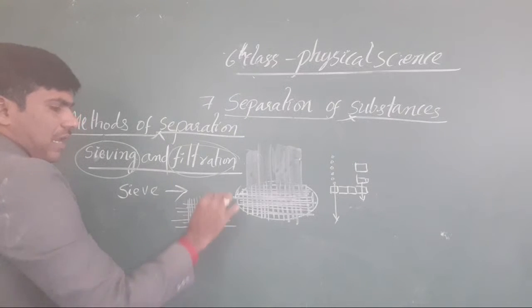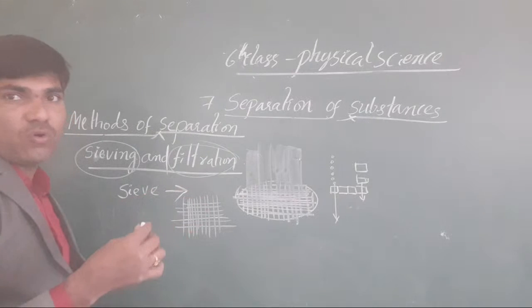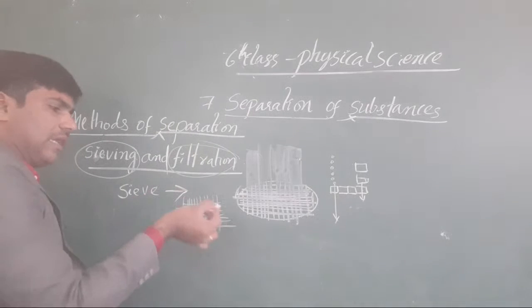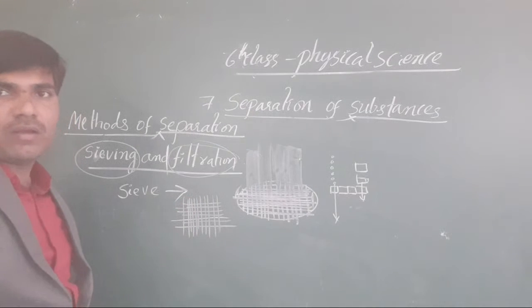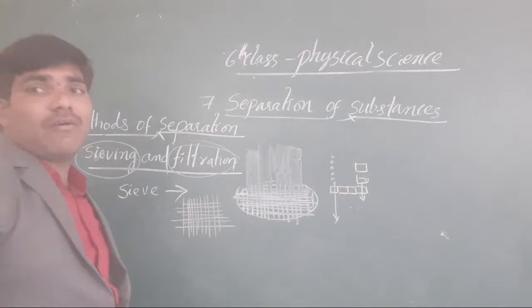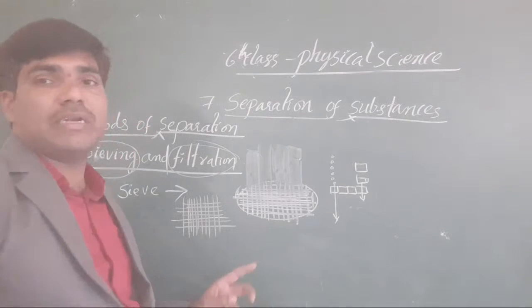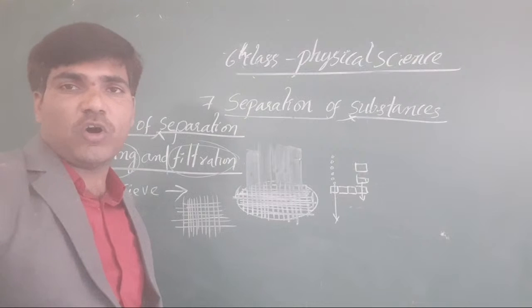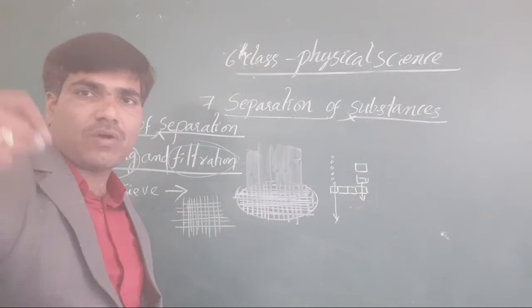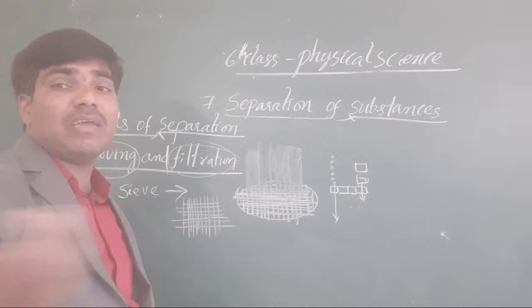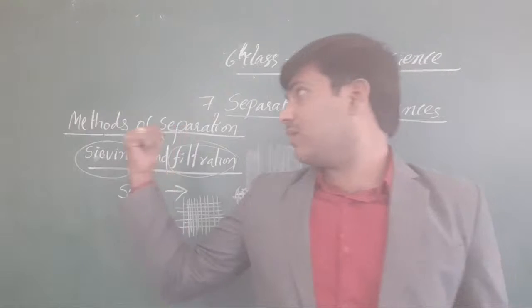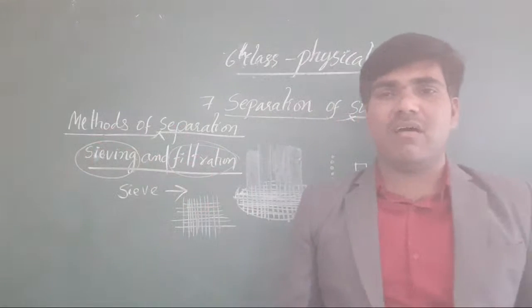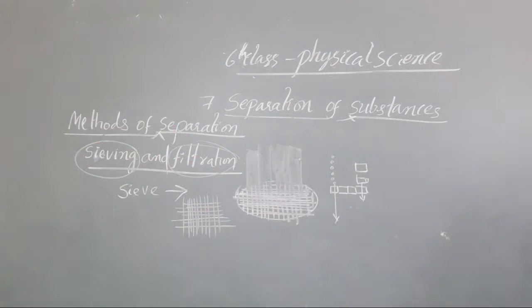When you take one cloth, it contains small holes. So when you pour the water on this particular cloth, what is going on? Whatever dust particles and impurities are in the water, they are screened through this. Okay, clear or not, all of you? In this way we go with sieving as well as filtration. Okay, the next activity.